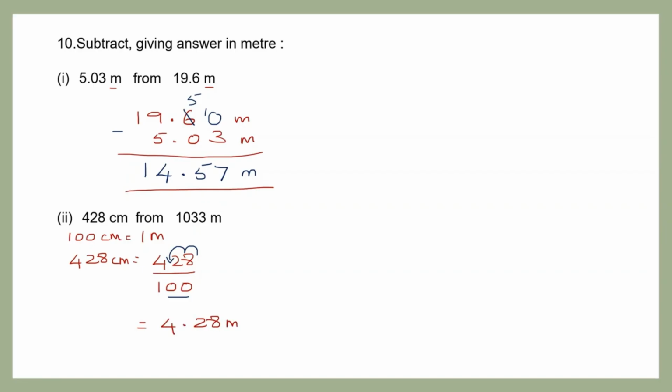So let's subtract both these. The first number to be written is what comes after the word from. So 1033 meters. I will write it as 1033.0. And let me write the other number below that, 4.28. First step is I need to make them like decimals. So let me put a 0 and let me write the unit. Both are meters now.